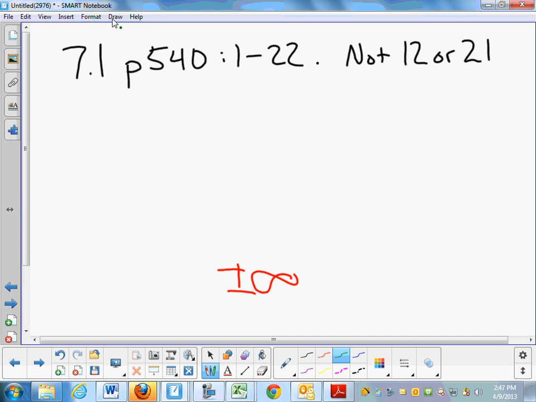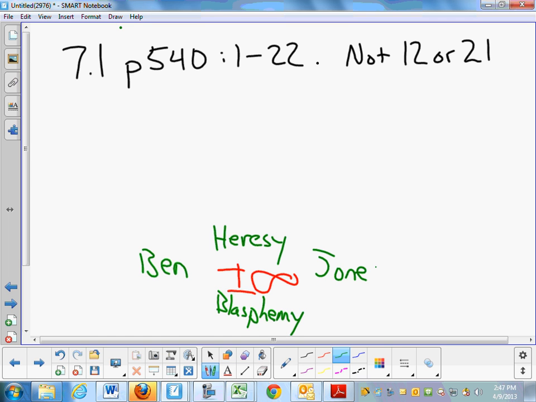The plus or minus infinity, this is called heresy or blasphemy by Ben Jones. Do not take mathematical advice from Ben Jones. That's all I have to say. Good luck, everybody.